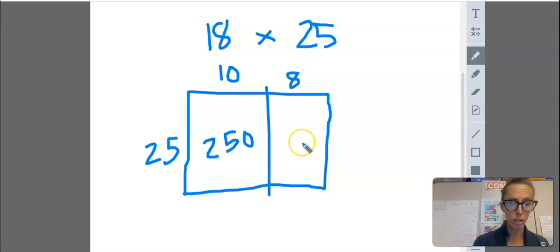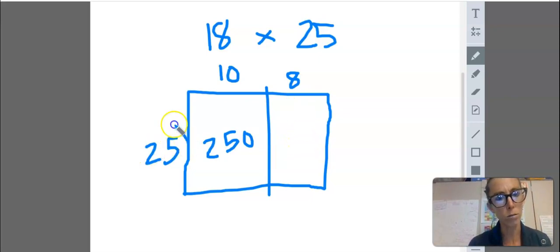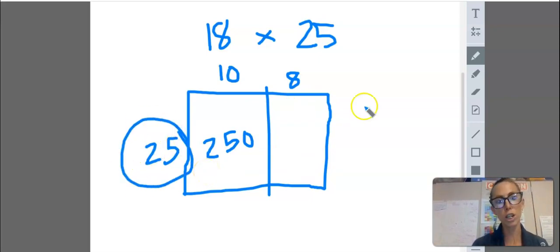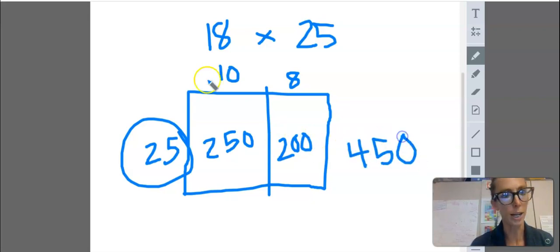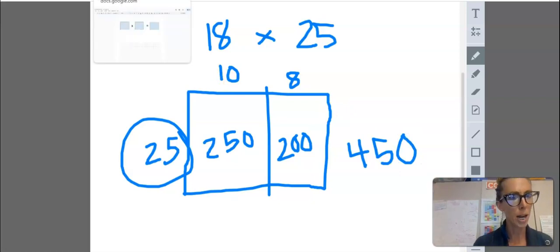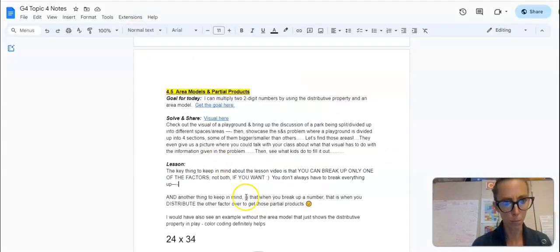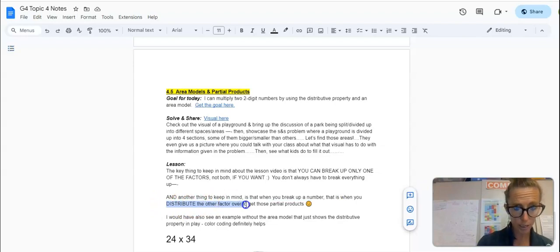And you might be like, oh, well, why would a kid do that? Well, a kid might want to in this situation because 25 is quarters. If I have 8 quarters, that makes 200 cents. And then I'm able to get it without having to use all 4 partial products. So I just wanted you to keep that in mind so that kids can be more flexible with numbers. They are showcasing that. Again, when you break up a number, that's when you are using the distributive property to get the partial products.